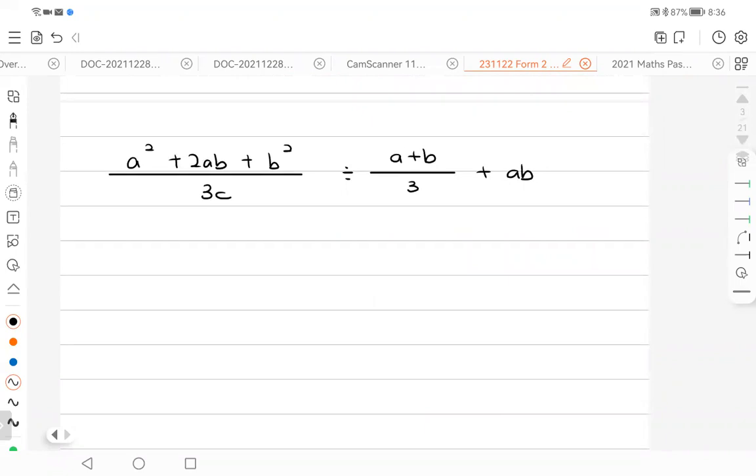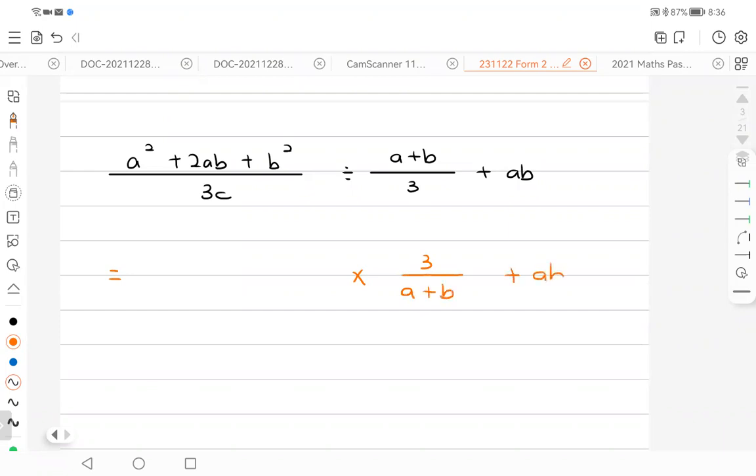So when you have division, if you do not know how to do it, you just change the operation symbol, divide to multiply. Don't just leave it there. I don't know how to do this here. But for divide, you can change one. Okay, you change to what? Multiply, then you upside down the fraction. Upside down the fraction, so it will become 3 over a plus b.